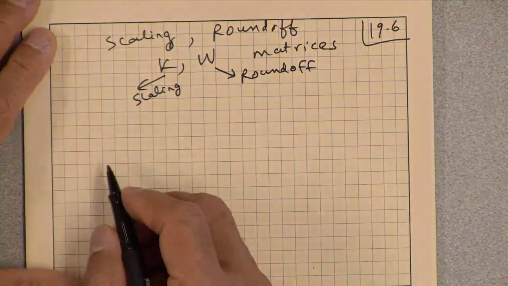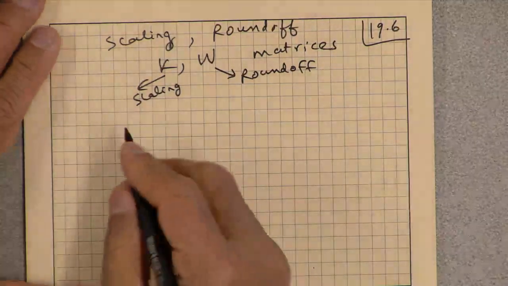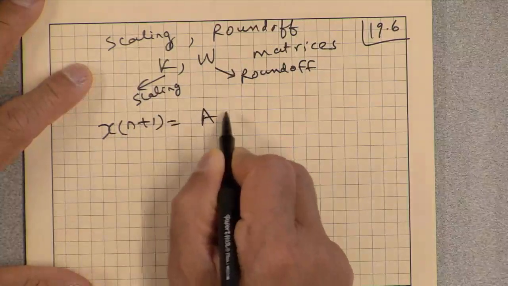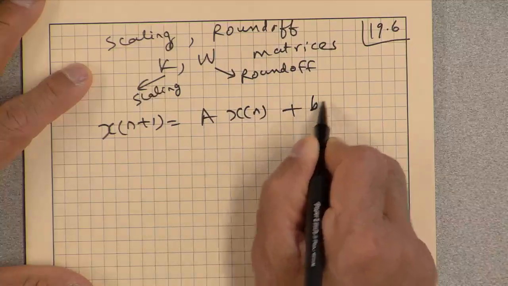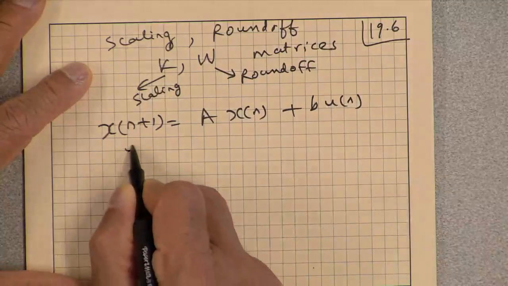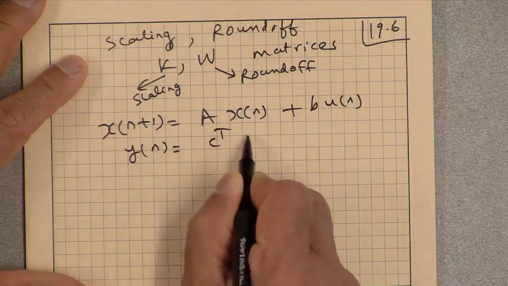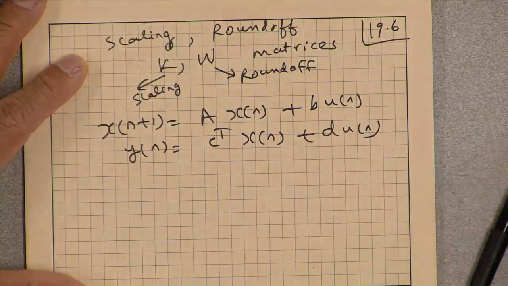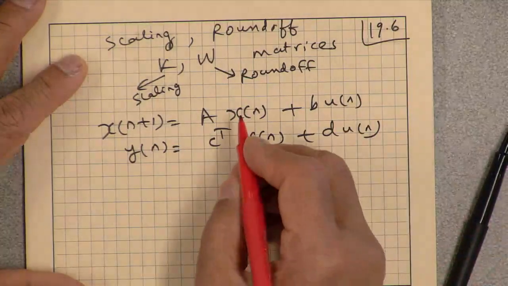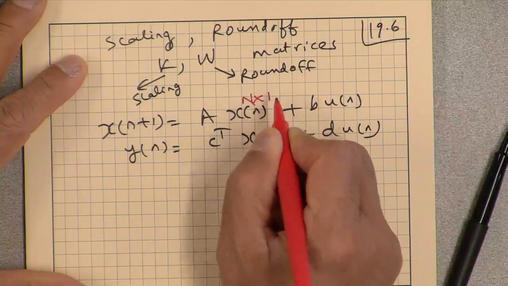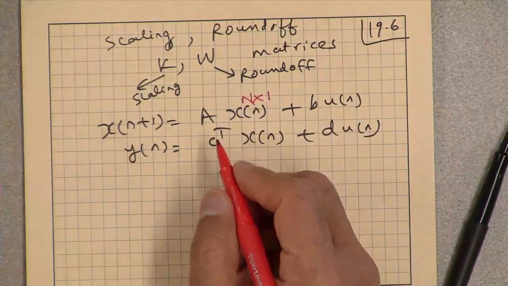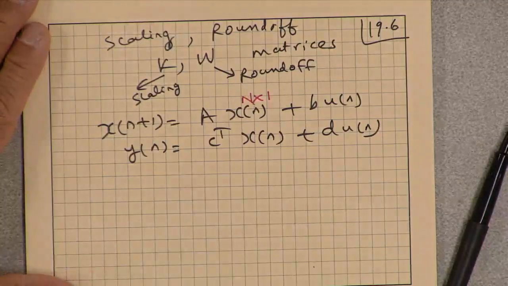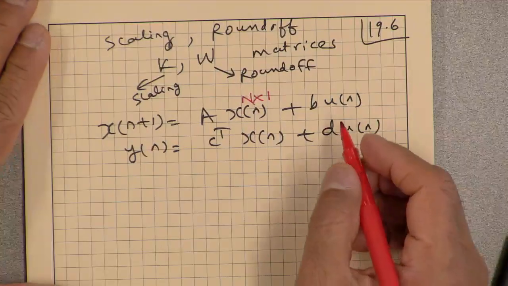So let's start with a state space representation of a filter. x(n+1) is equal to A x(n) plus B u(n), and y(n) is equal to C transpose x(n) plus D u(n). Here x(n) is an n by 1 column vector, which means that it has n states. The number of states in the digital filter is n.